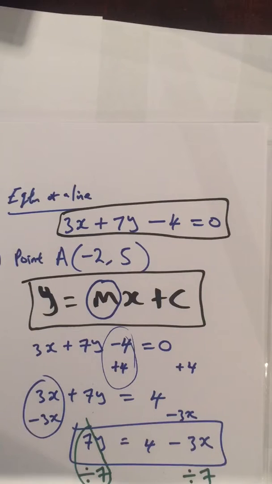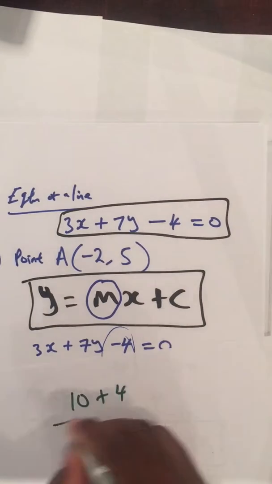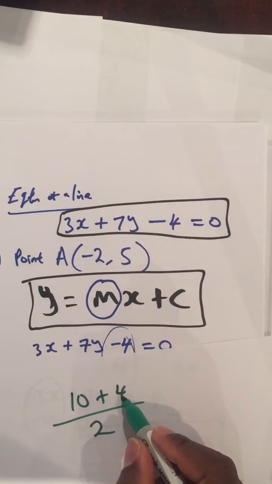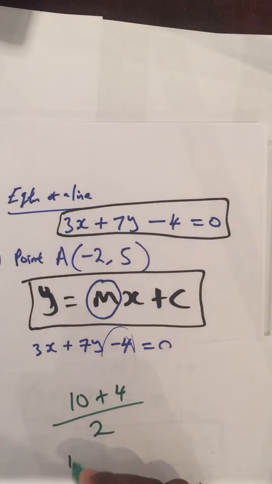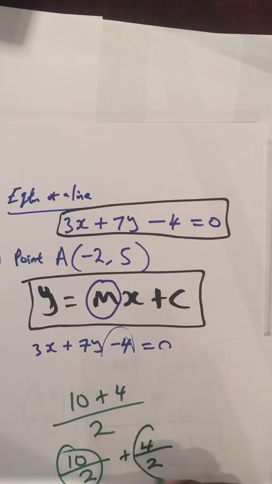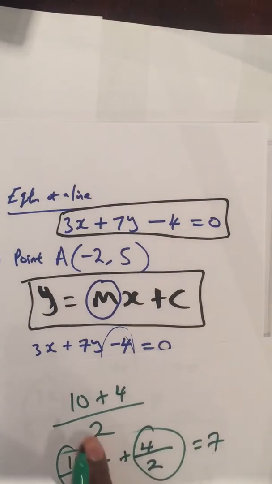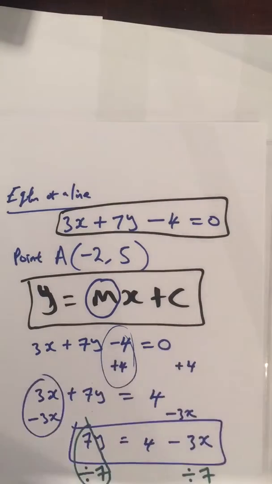It's just like if I say to you, work out 10 plus 4 divided by 2. Of course, 10 plus 4 is 14. Divided by 2 should give you 7. But you could choose to do it this way: 10 divided by 2 plus 4 divided by 2. And then that's 5, and that's 2. 5 plus 2 gives you 7. So you don't have to leave it that way. You can split the division. Okay?